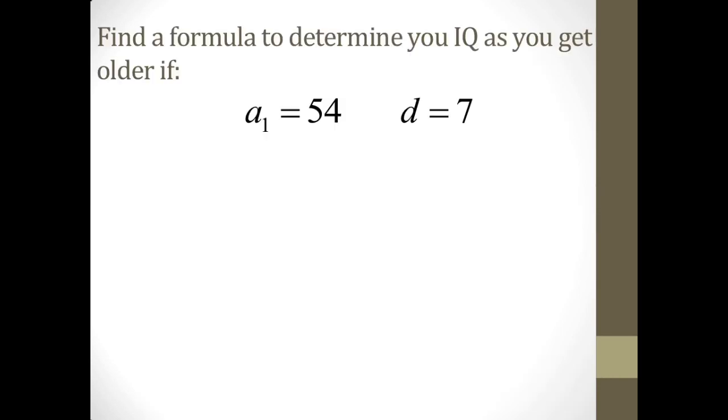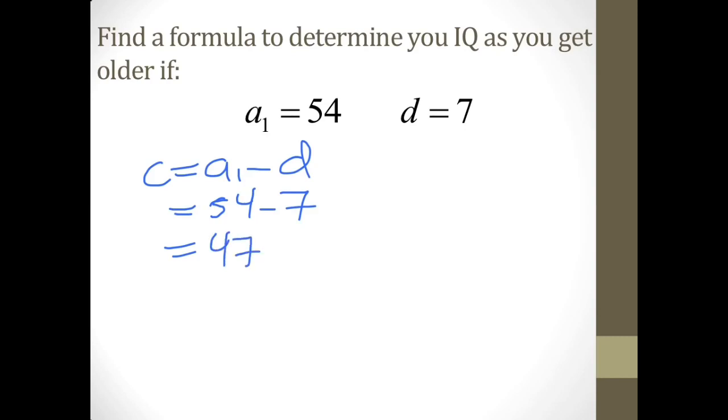Alright, so here we have some numbers that we're going to use to find a formula that will help determine your IQ as you get older. We have the first term and we have the common difference. So what is missing here? We are missing C. C is always our A1 minus D, which in this case is 54 minus 7. So we get as our answer 47.